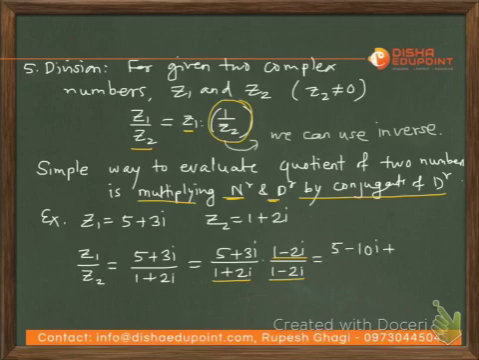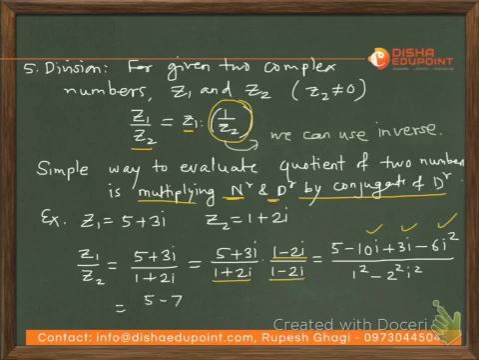Now the multiplication of the numerator will be 5 into 1 is 5, 5 into 2i is equal to 10i, then 3i into 1 is 3i, and 3i into minus 2i is equal to minus 6i square, and the denominator is 1 square minus 2 square i square.